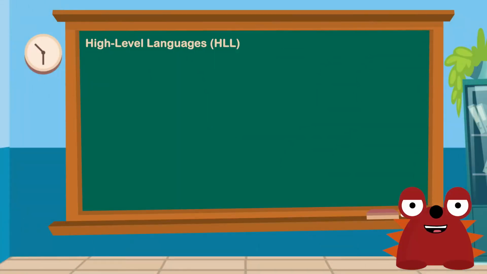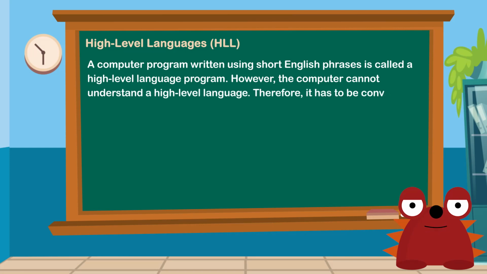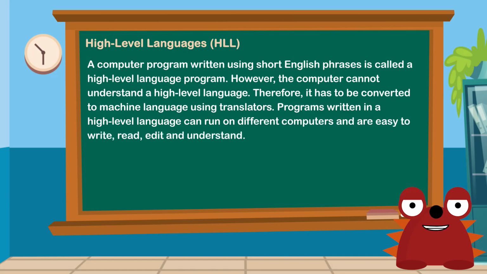Moving on to the third type, which is the high-level languages or HLL. A computer program written using short English phrases is called a high-level language program. However, the computer cannot understand a high-level language. Therefore, it has to be converted to machine language using translators. Programs written in a high-level language can run on different computers and are easy to write, read, edit, and understand. Some basic examples are BASIC, C, C++, Java, and Python.